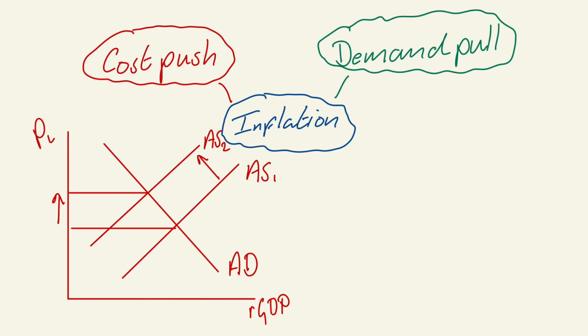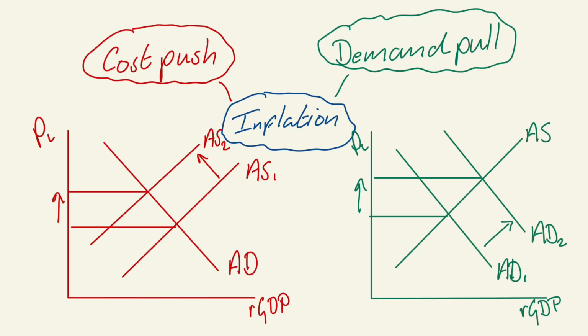Cost push inflation is caused by an increase in cost of production, and that's going to be shown by an inward shift of the supply curve, and as we can see on this diagram, the price level rises. That's the aggregate supply curve and the aggregate demand curve, because we're talking about the whole economy here, not just a single good or service.